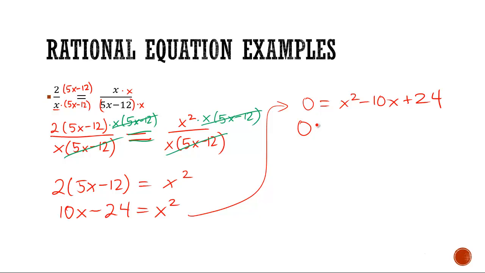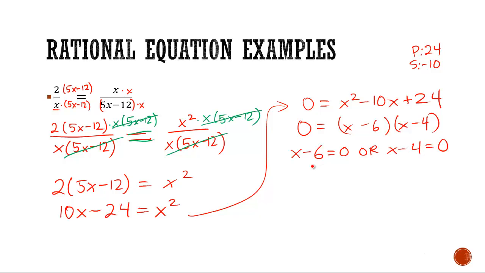Now can we factor that? So is there a product of 24 and a sum of negative 10? 6 and 4, 6 times 4, so the signs have to be the same to give us a positive, and they need to be negative to give us a sum of a negative. So there we go. And so from there, we have either x minus 6 equals 0 or x minus 4 equals 0, leaving us with x equals 6 or 4.